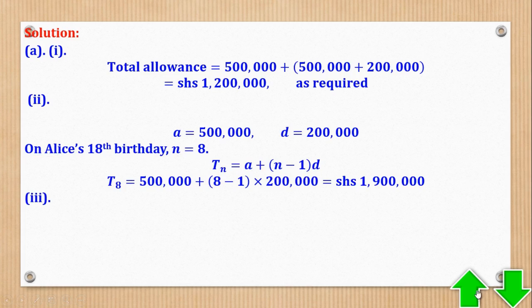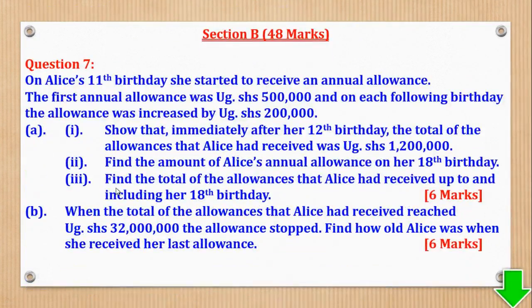Then Roman 3 says, find the total of the allowances that Alice had received up to and including her 18th birthday. That means they want the sum of the first 8 terms.